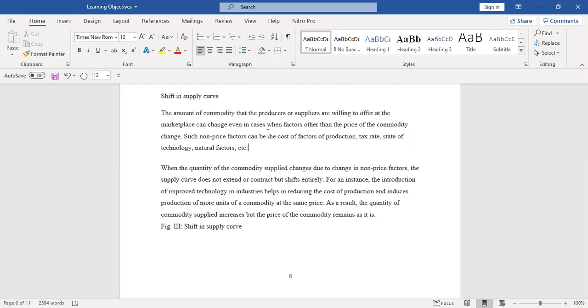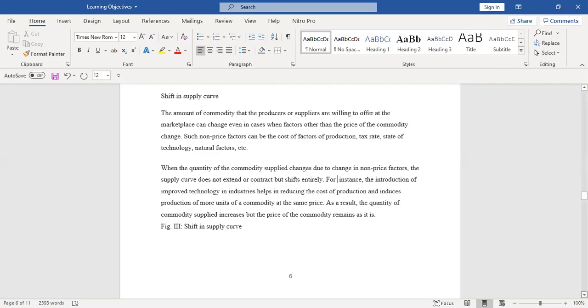We're looking at when the quantity of the commodity supplied changes. We're in this paragraph here, guys. Due to a change in non-price factors, the supply curve does not extend or contract. There's no extension or contraction, but it shifts entirely. For instance, the introduction of improved technology in industries helps in reducing the cost of production, and that will result in us being able to produce more for the same cost. As a result, the quantity of the commodity supplied increases, but the price of the commodity remains the same.